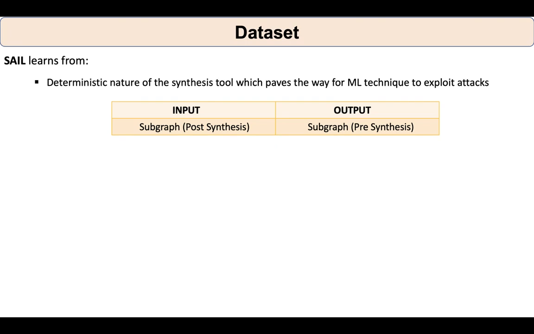Dataset. As discussed before about the predictable nature of logic locking, SAIL learns from this behavior. SAIL will take as input a post-synthesis subgraph and predict the corresponding pre-synthesis recovered subgraph. So, both input and output are graphs, and SAIL is trained on pre-synthesis and post-synthesis subgraph pairs. But how will this pair be made?